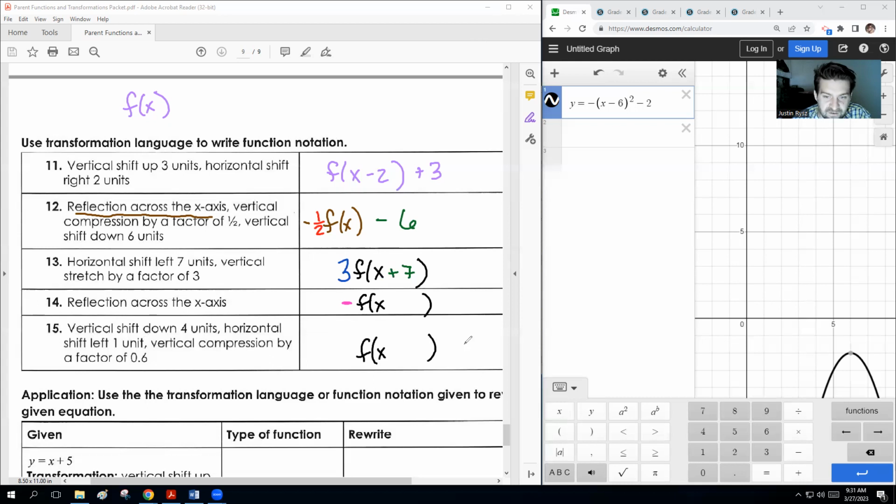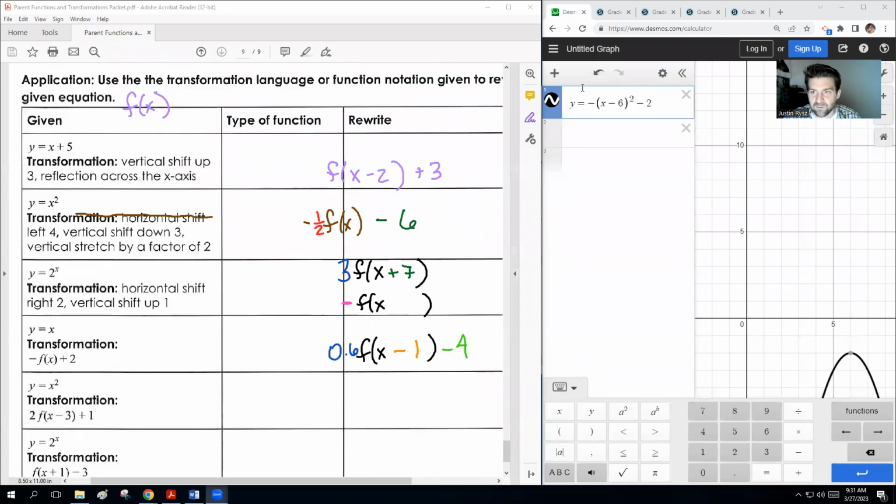All right, next. We got a vertical shift down 4, so we're going to put a minus 4. Horizontal shift to the left 1, so that'd be plus 1 on the inside. Vertical compression of a scale factor of 0.6, so we would just multiply by 0.6. Okay, there we go. Hopefully not too bad. We're getting the hang of this here.